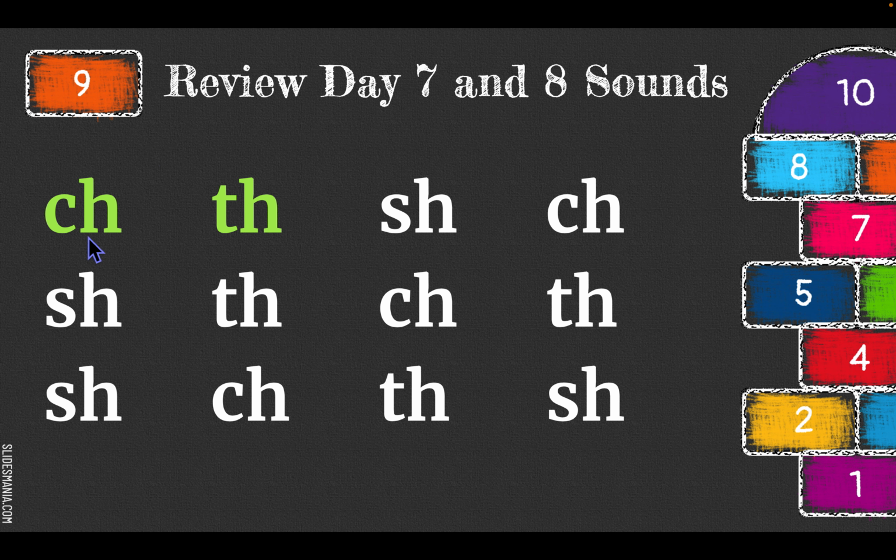Remember, ch has three sounds. The most common one is ch. The second most common is k, like in school. And the third is sh, like in the word chef. So when we see ch, we want to do all three sounds, in the order of how common they are. So ch, k, sh.